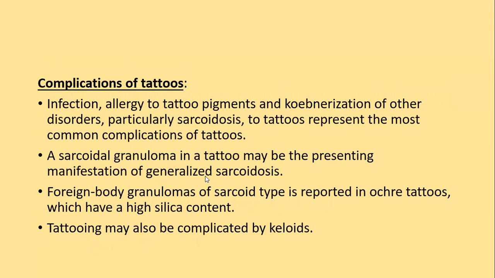Complications. Infection, allergy to tattoo pigment, and localization of other disorders, particularly sarcoidosis, to the tattoo represent the most common complications. A sarcoidal granuloma in a tattoo may be a presenting manifestation of generalized sarcoidosis. Foreign body granuloma or sarcoid type is reported in ochre tattoos, that is iron-containing tattoos, which have high silica content. Tattoos may also be complicated by keloid formation.